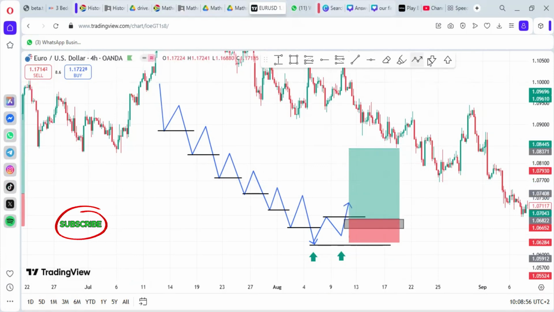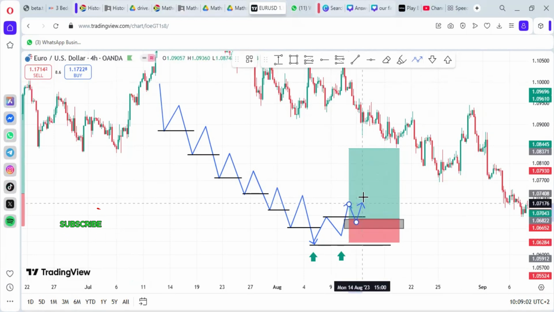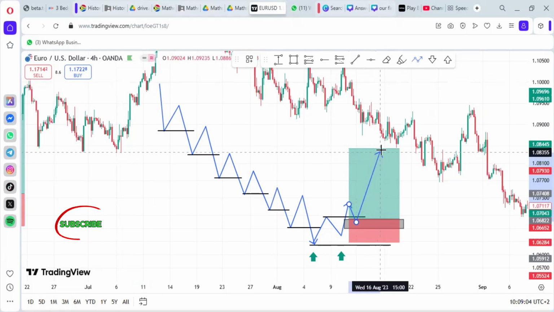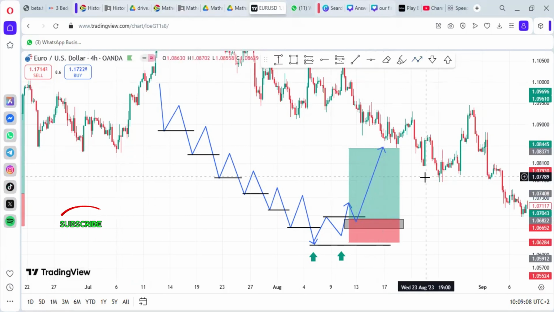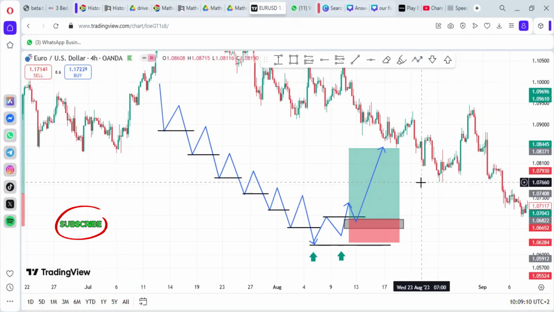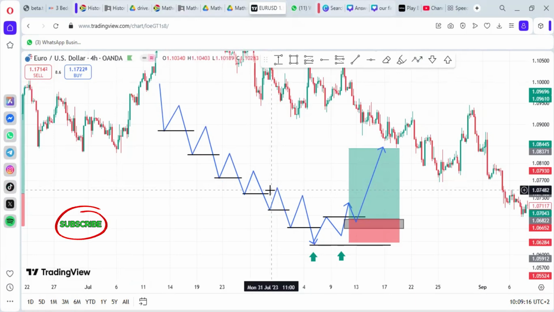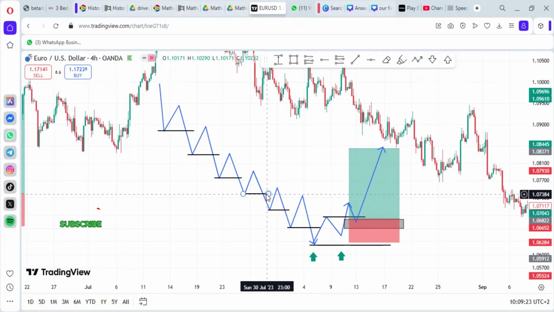Then I wait for the market to do what? To come back and trigger my entry around the order block, and then I manage my trade until I exit. I will exit at the take profit. So yes, guys, that's the bullish reversal pattern. You just have to understand how the bearish market moves for you to spot a bullish reversal pattern.